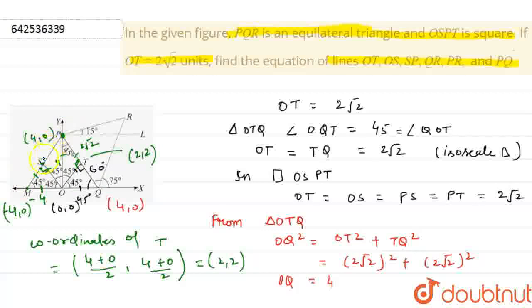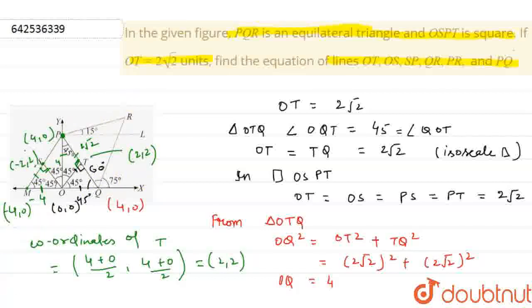Okay. So similarly we can calculate the coordinate of S point as we have calculated for T, because this is the opposite side. This is the negative side, right? So the coordinates of S will be minus 2, 2. Okay. So now we have all coordinates, right? So we can calculate the line equations.